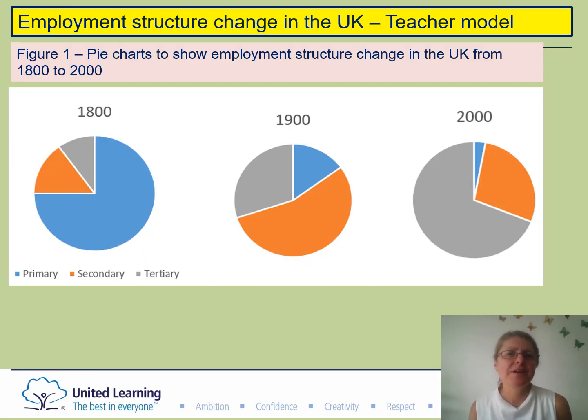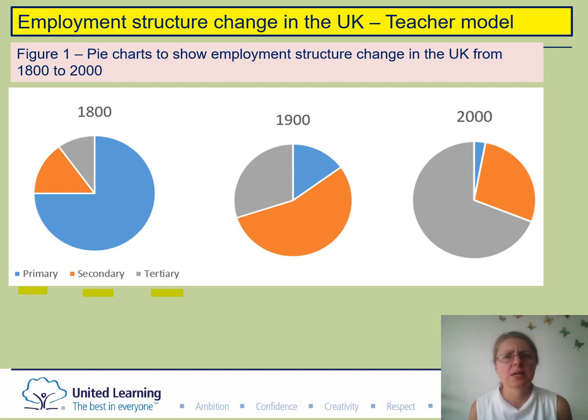So let's look at the figures of how employment structure has changed in the UK over time. So what sort of chart are we looking at here? That's right, well done, a pie chart. We can see that each pie chart has three segments. The proportion of people employed in the primary, the secondary, and the tertiary industry.